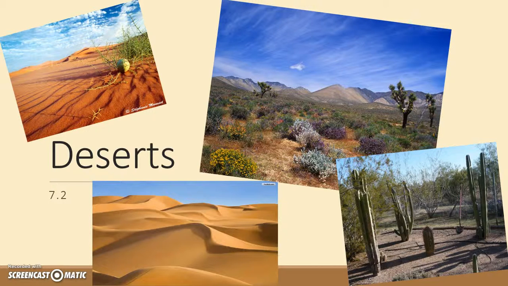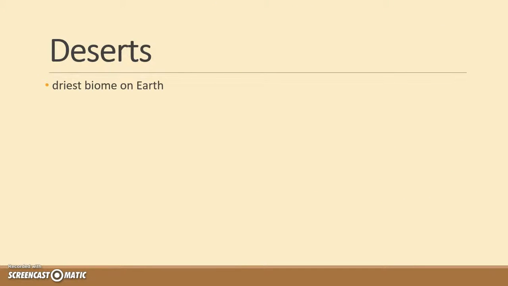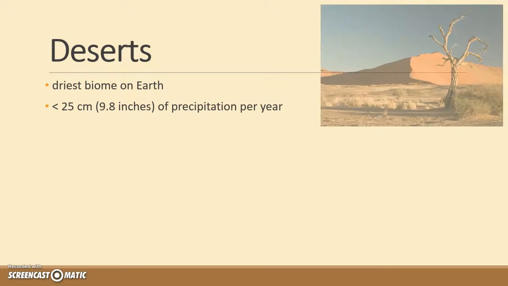Chapter 7, Section 2, Deserts. What is a desert? It's the driest biome on the earth. That means that it has to receive less than 25 centimeters or 9.8 inches of precipitation per year.